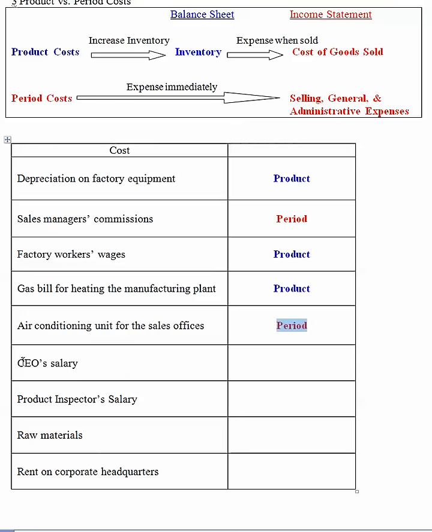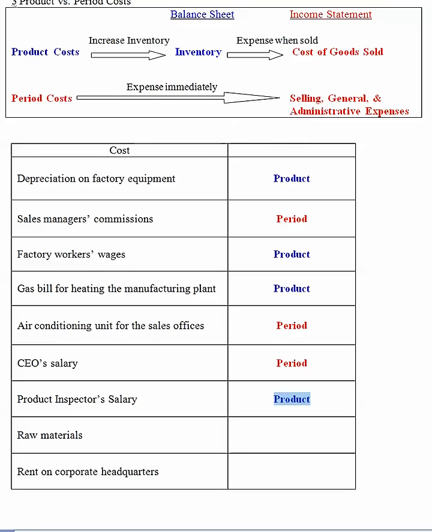The CEO's salary, CEO is considered administrative expenses, not overhead, but it's a period cost. The CEO salary is not actually producing the goods. Now, as far as the product inspector's salary, that one is a product cost because that is part of getting that inventory in place and ready to sell.